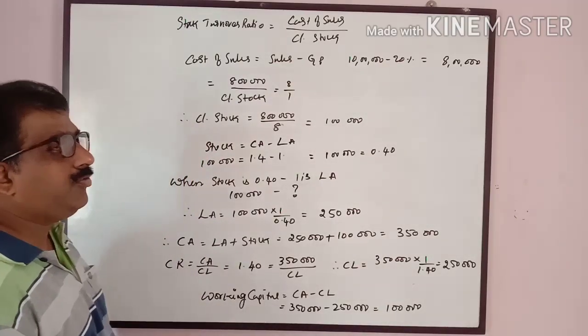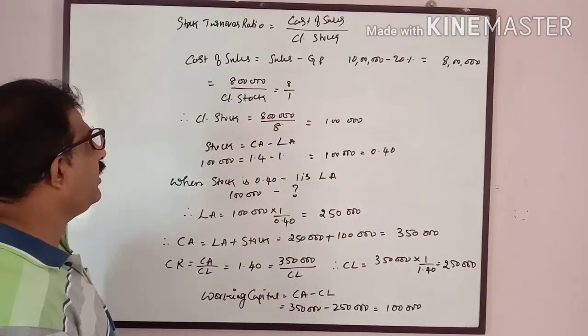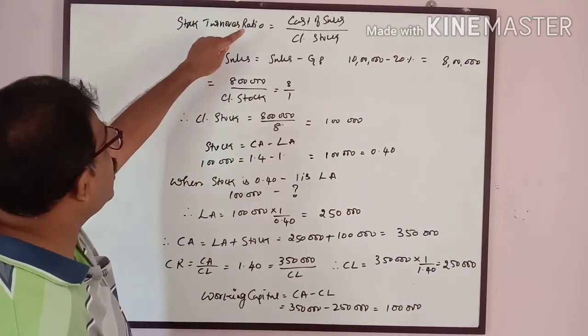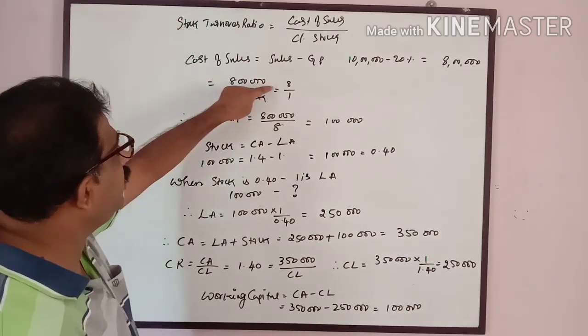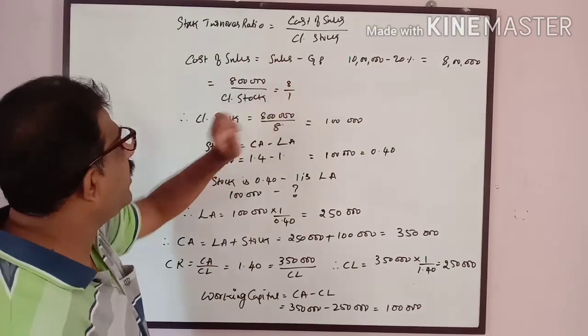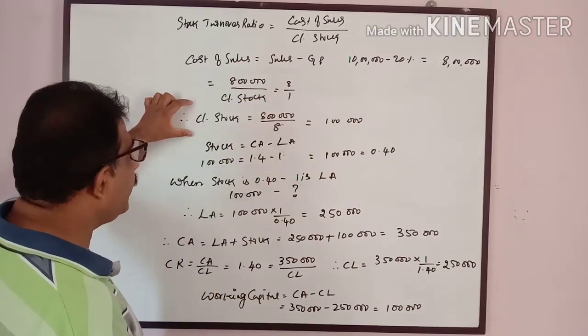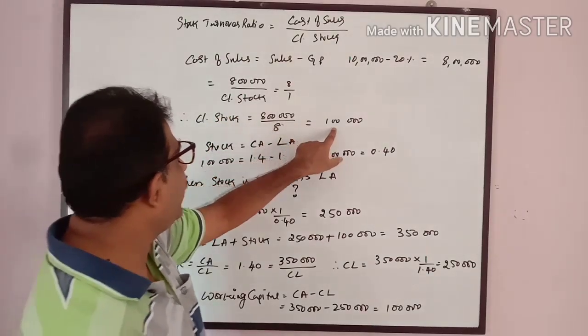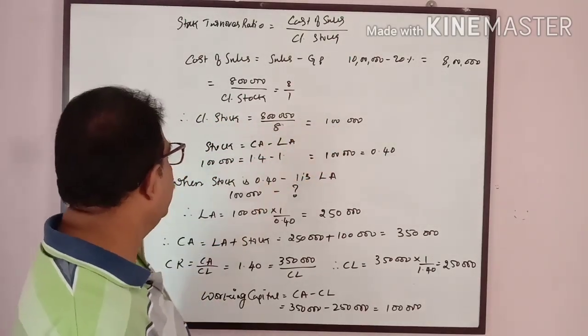Now I can calculate the inventory, that is closing inventory in this case. Apply the formula: cost of sales divided by closing stock is equal to 8 by 1. So closing stock becomes how much? 8 lakhs divided by 8 comes to 1 lakh. Closing stock is 1 lakh.